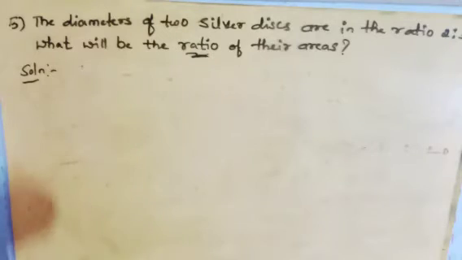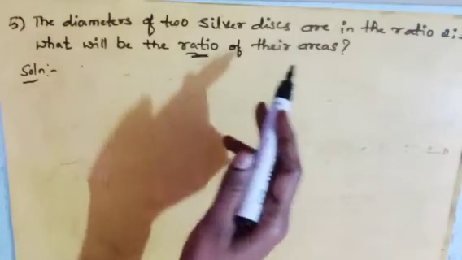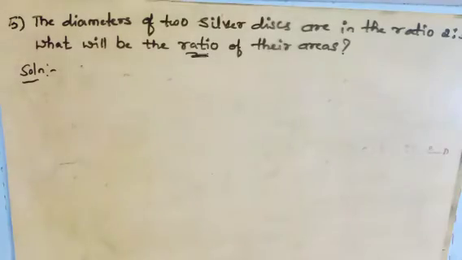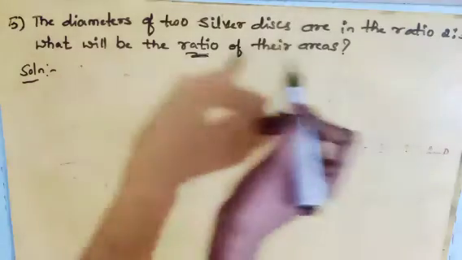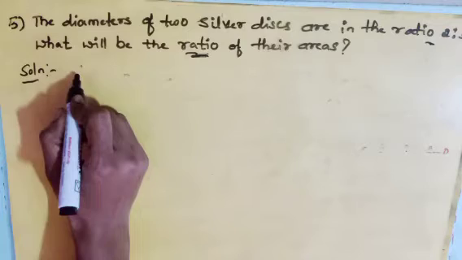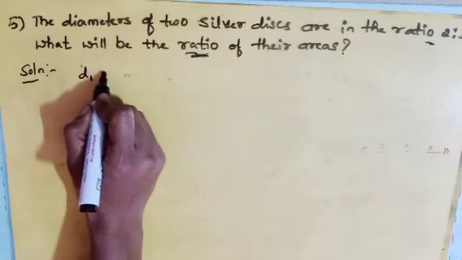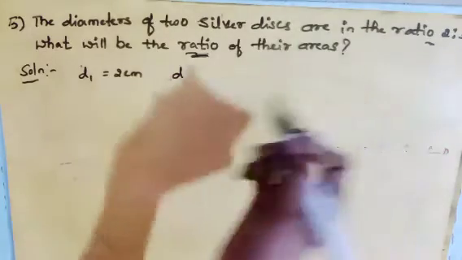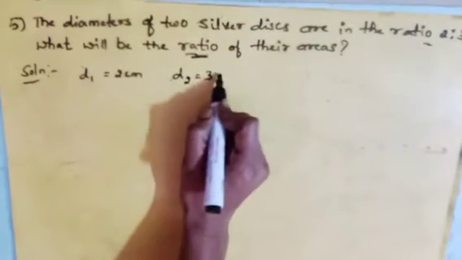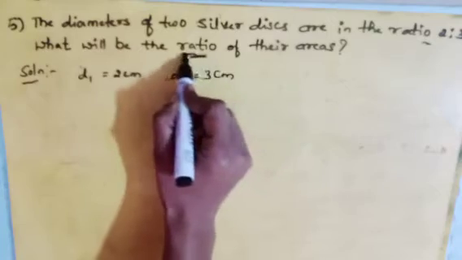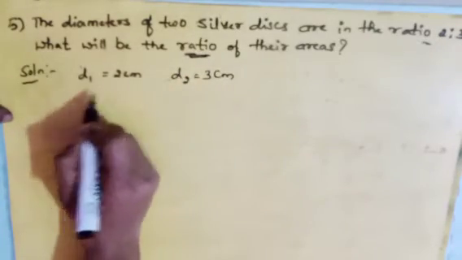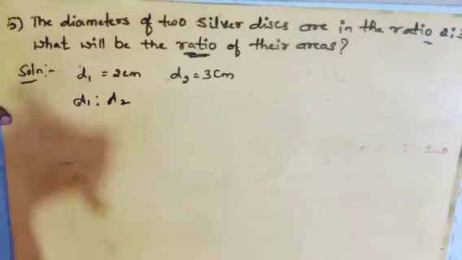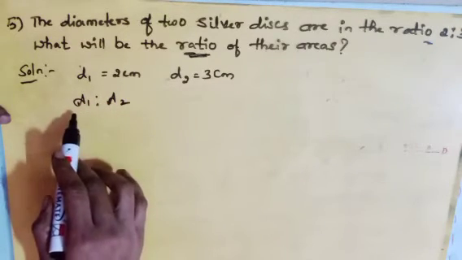Fifth one. The diameters of two silver discs are in the ratio 2:3. What will be the ratio of their areas? So the diameters are given in the ratio 2:3, which means let us take diameter D1 as 2 centimeter and the next diameter D2 as 3 centimeter. What do we have to find? We have to find the ratio of their areas, that is A1 is to A2.